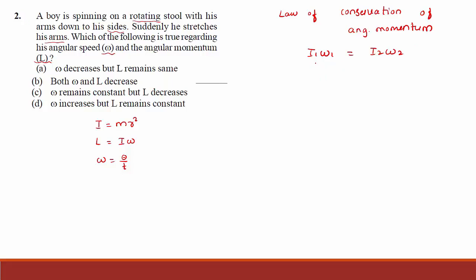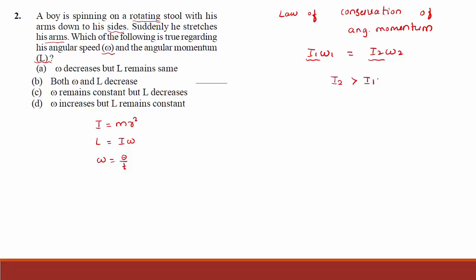This is before he is stretching his arms, and this is after he is stretching his arms while spinning on a rotating stool. I1 omega 1 equal to I2 omega 2. Here, we can observe the moment of inertia in both cases. In the first case, his arms are downward. In the second case, he is stretching his arms. So when he stretches his arms, the radius of gyration increases. So we can write I2 is greater than I1.